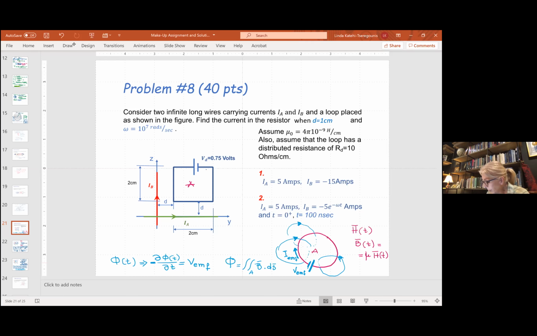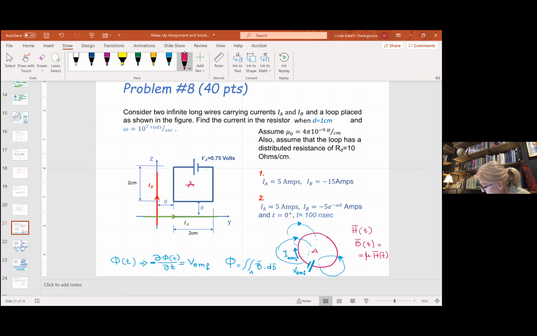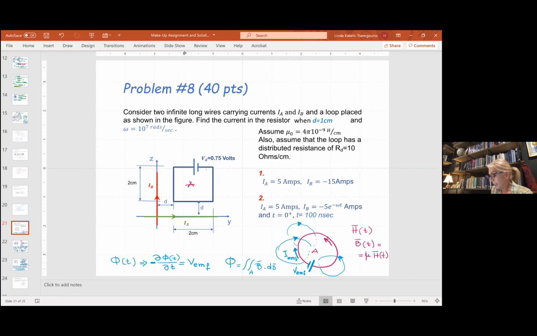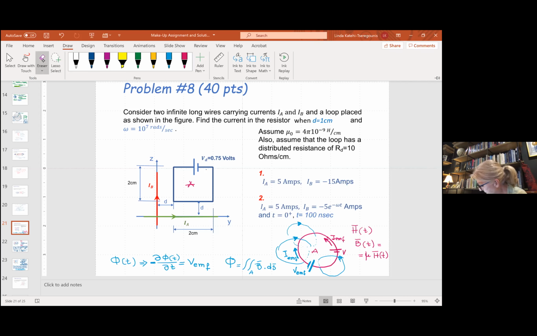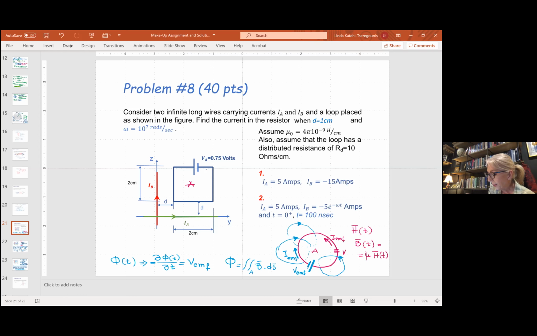Now, if the magnetic field increases over time, then the direction of the current would have been like this to oppose the increase of the magnetic field. And for that current, the direction of the polarity of the EMF would have been the opposite. Excuse me, I need to. Okay, it would have been this one.